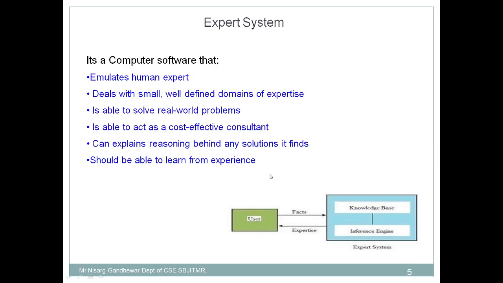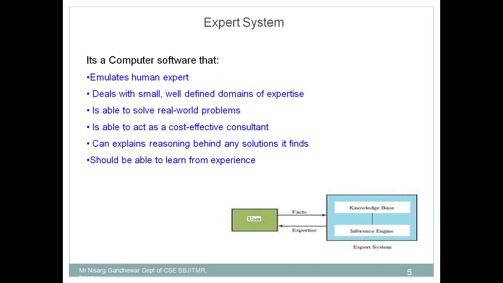Now let's explore more about expert systems. As I told you, it's computer software that emulates human expertise. Emulates means it tries to mimic human expertise in that particular machine. It can deal with a small and well defined domain of expertise. An expert system is capable of solving real world problems that are domain specific. It is able to act as a cost effective consultant, because you can create multiple copies of it. Take a simple example: a doctor has very good expertise in the field of medicine, but that doctor charges too much in fees.